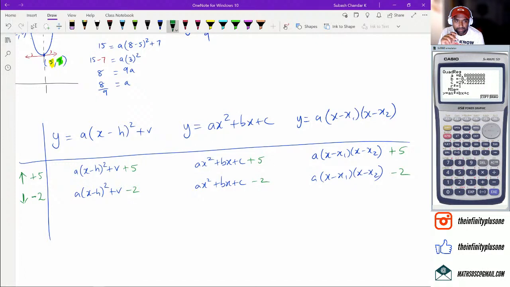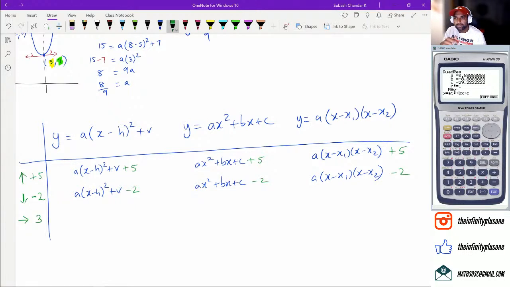Now one other thing that I'm going to tell you guys is this. What happens when we actually move it to the left and right? So if I want to move the graph 3 units to the right, and this is the part where you need to kind of keep an eye out, you could do the translations like that as well, so that's absolutely fine.